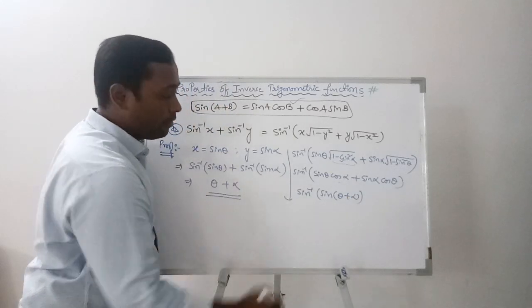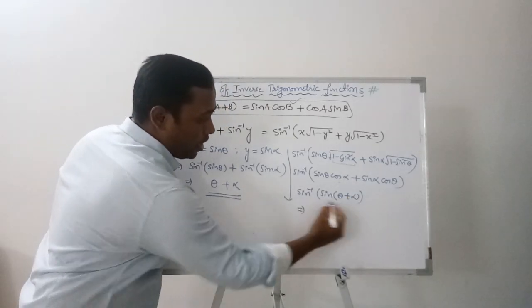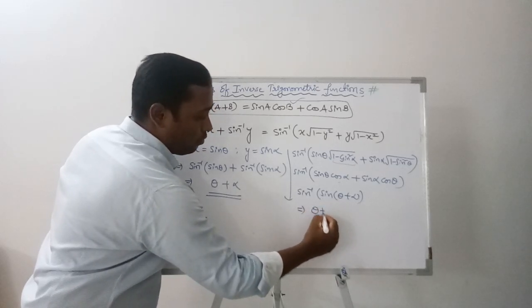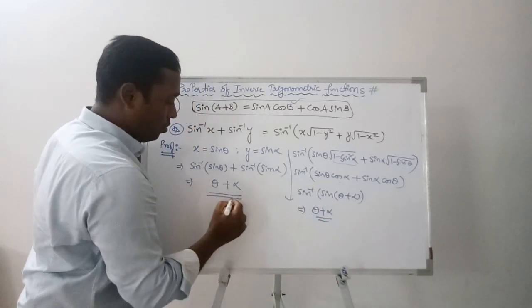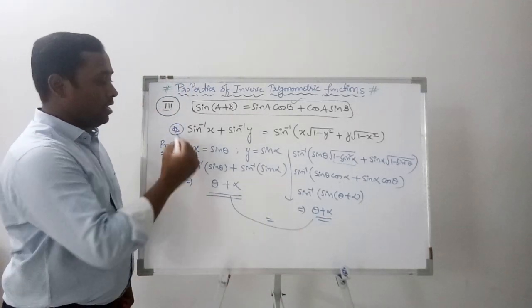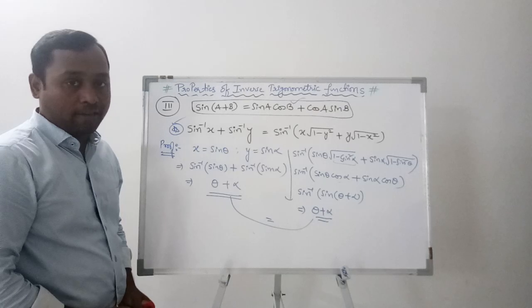Addition is always commutative. So hence the reduced answer would be sine inverse of sine x is x. Hence the answer would be theta plus alpha. So you got LHS equal to RHS. Hence this property is verified.